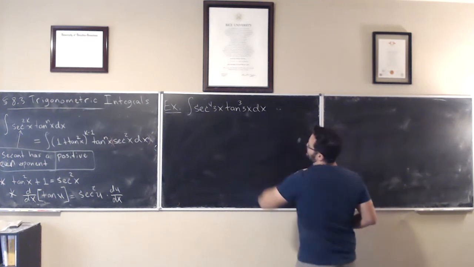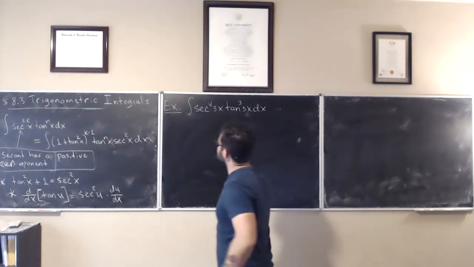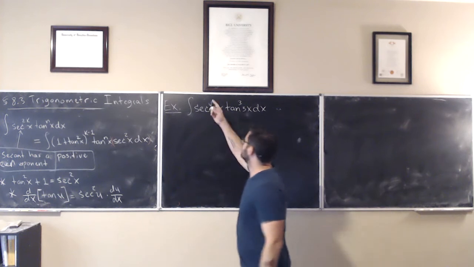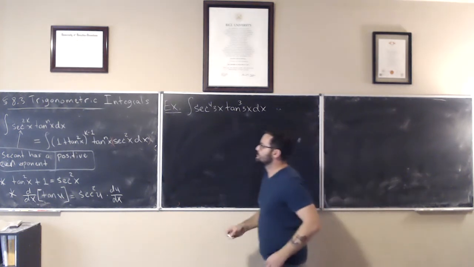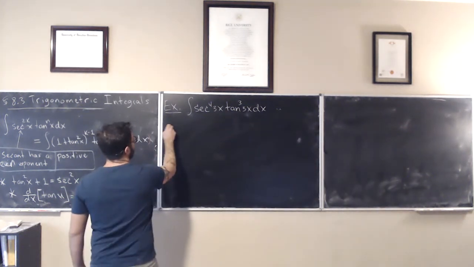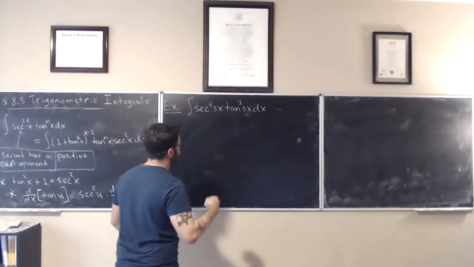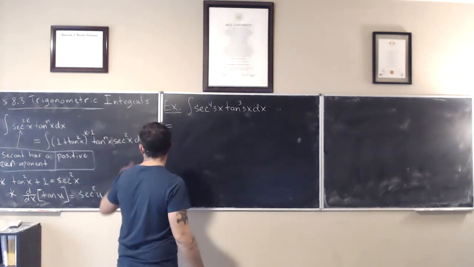Okay? So here actually, this shouldn't be too bad. There's an even positive exponent for secant. So I'm going to go ahead and start partitioning into what? I want a secant squared.